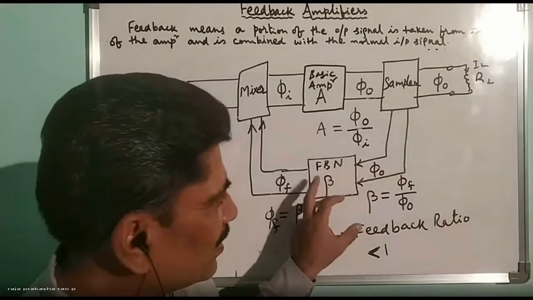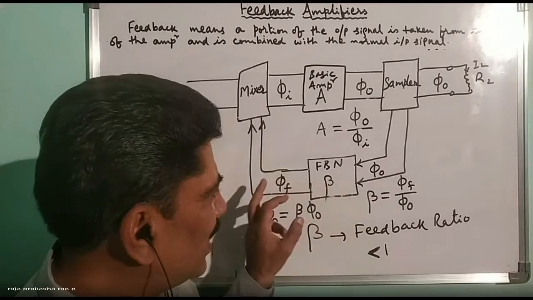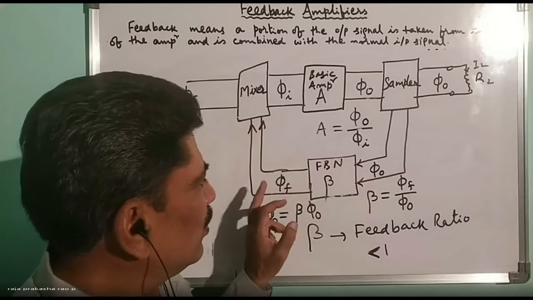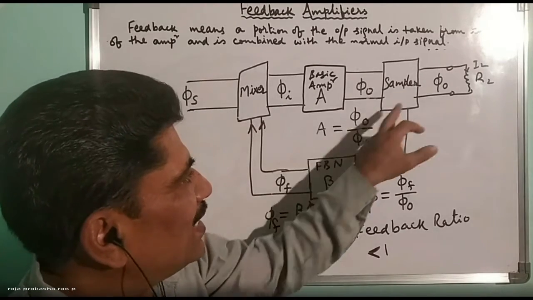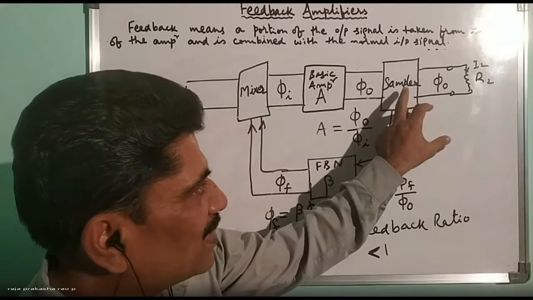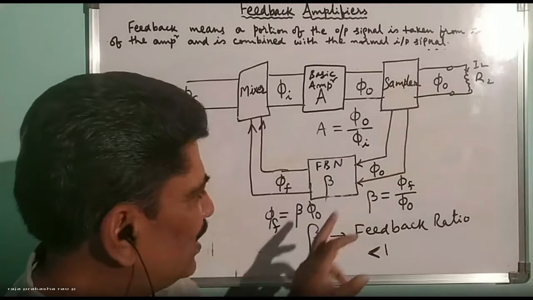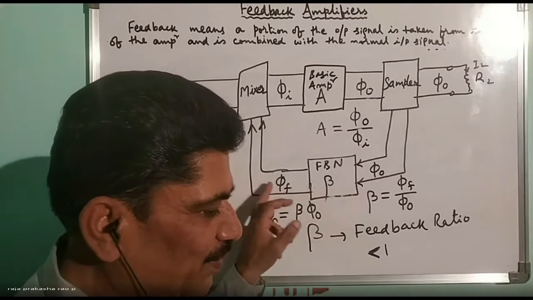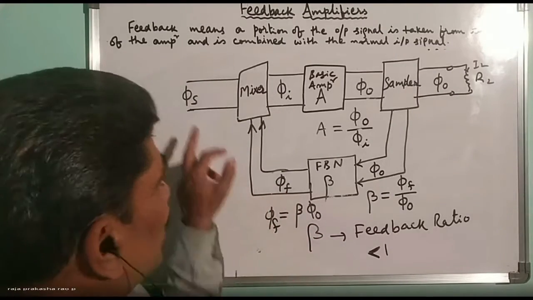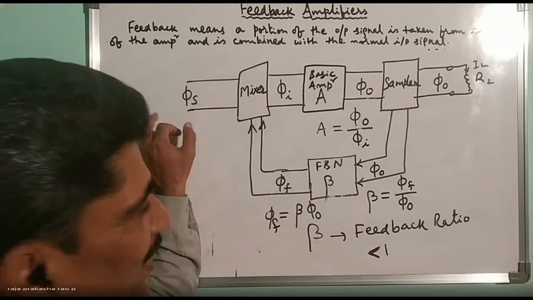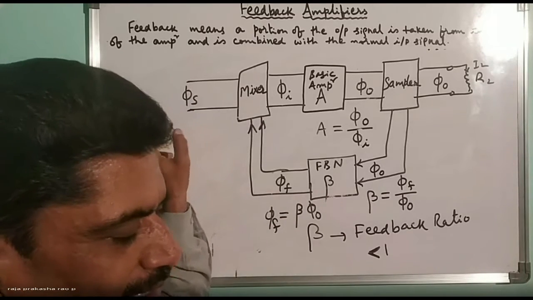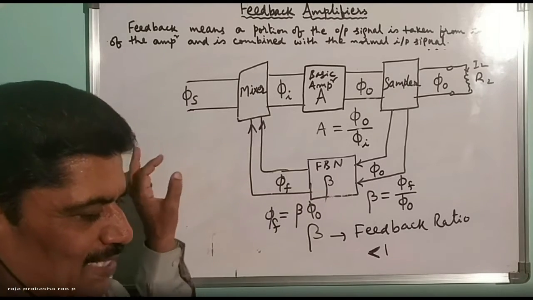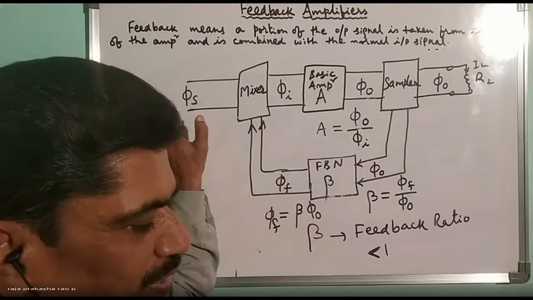By using this feedback network, we are able to collect the small portion of this output signal xo. So here beta times xo is the feedback signal. Now this feedback signal is to be added to this input signal. The input signal is xs. Are you following this? Are you convinced with this? xs is the input signal. Okay.